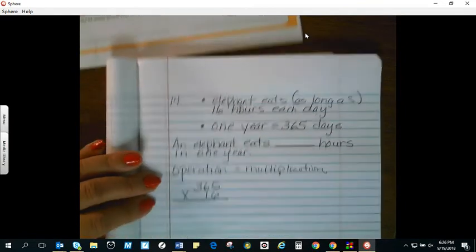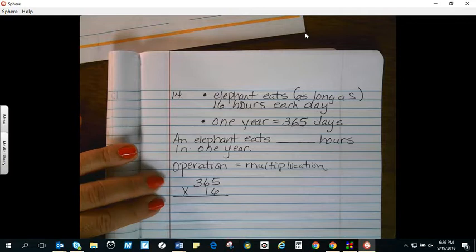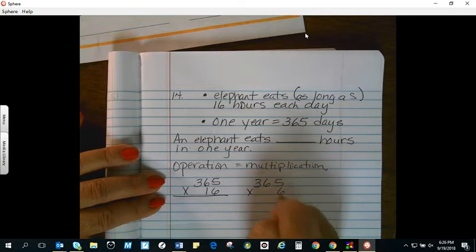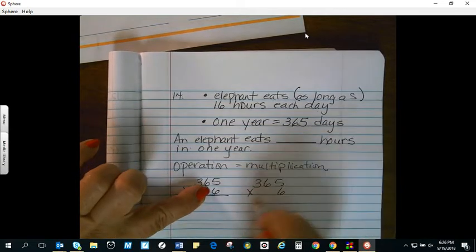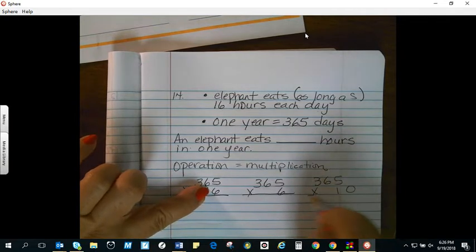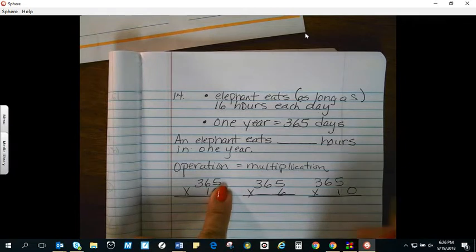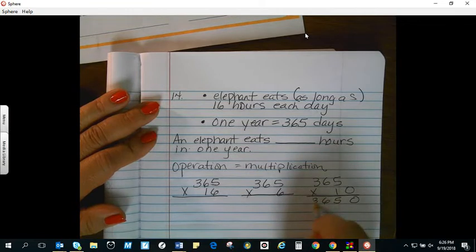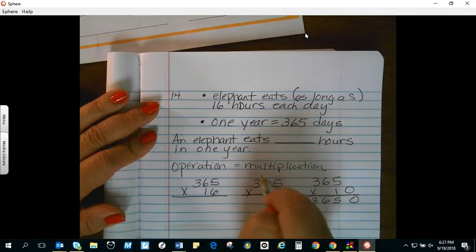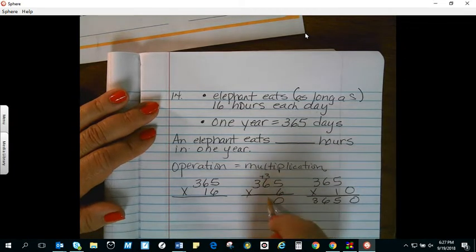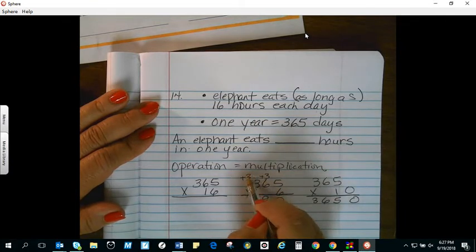Let me move that up a bit, because we're kind of done with that right now. I'm going to use my partial products, 365 times 6. I'm done here, because that's in my ones place. Then 365 times 10, because that's how many I have in my tens place. And now I'm going to multiply. That's 0, that's 5, that's 6, that's 3. This is 30. 6 times 6 is 36, plus 3 is 39. 6 times 3 is 18, 19, 20, 21.